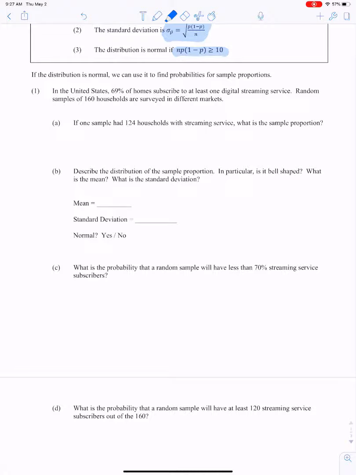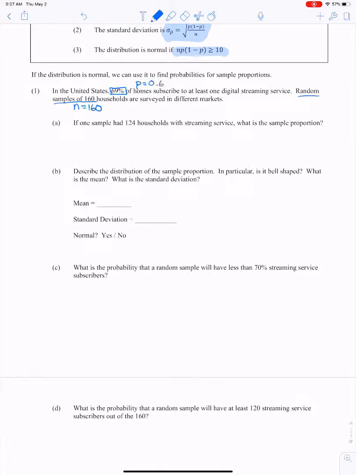All right. So the first question says, in the United States, 69% of homes subscribe to at least one digital streaming service. Random samples of 160 households are surveyed in different markets. Okay, so right there we know two things. We know that n equals 160 because we have a random sample of 160 households. We also know that the true population proportion is given as 69%. So P is equal to 69%.